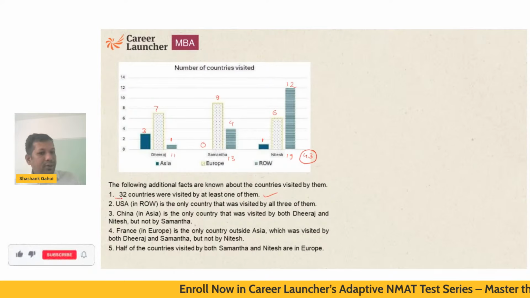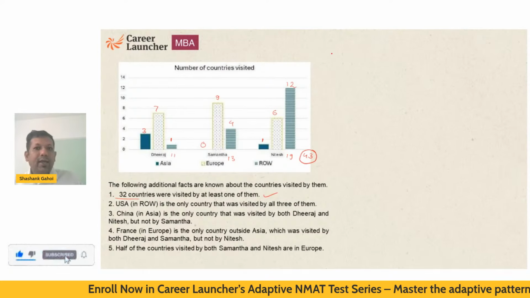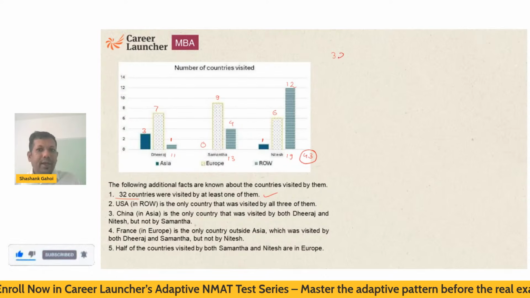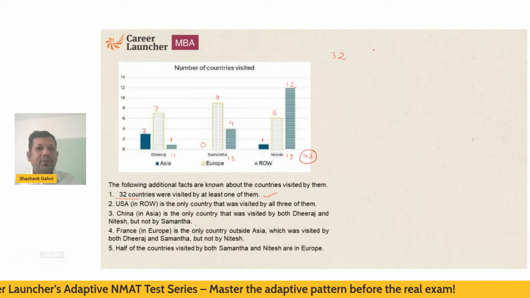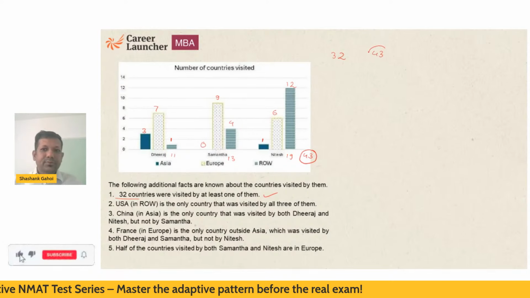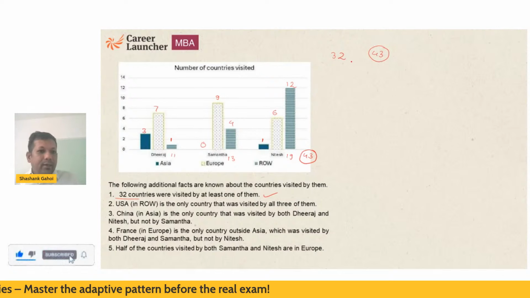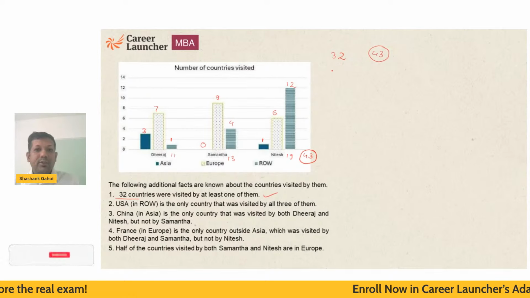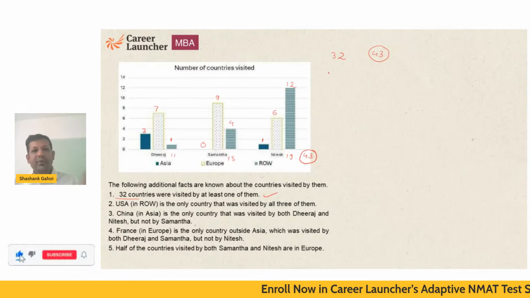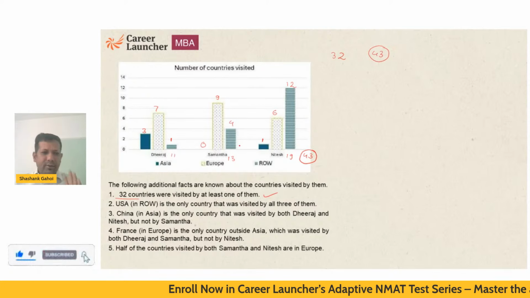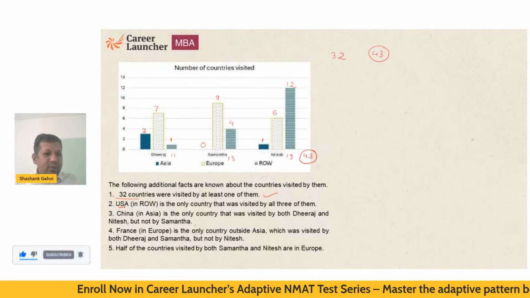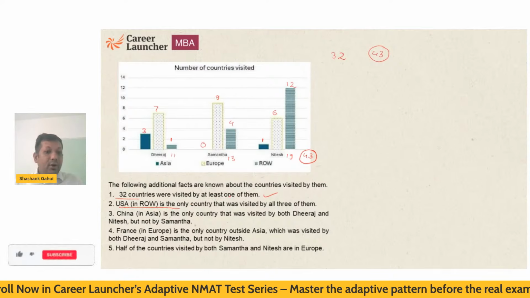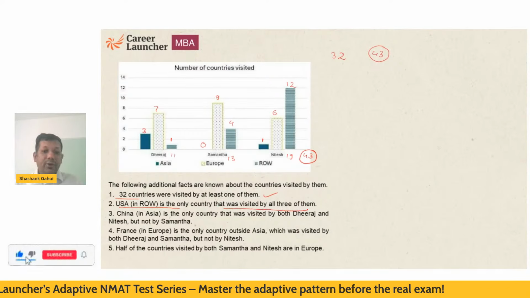Now 32 countries. So I am saying I have 32 people and I am distributing chocolates. Number of chocolates are 43. Fine. Now 32 countries are visited by at least one of them. So it means 32 people, I have to give 32 chocolates to 32 people, but we'll come to that later on. USA in ROW is the only country that was visited by all three of them.